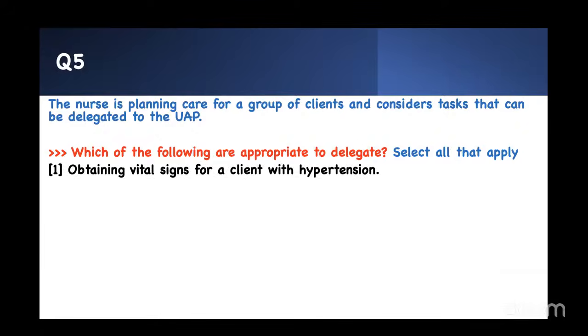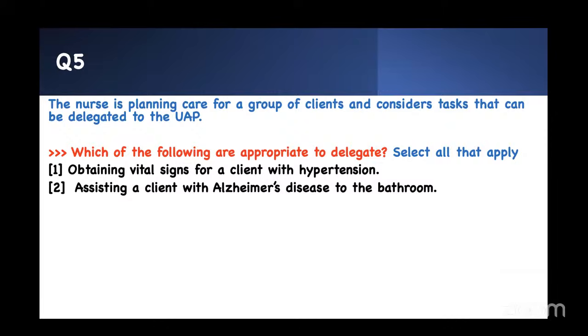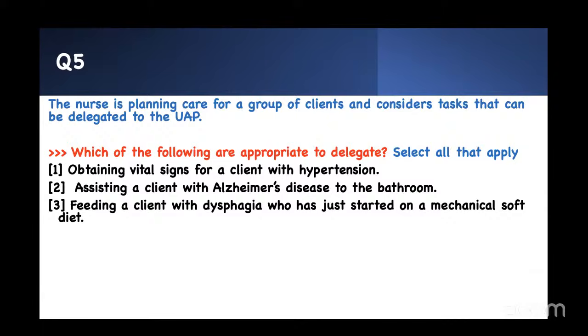Therefore, what do you think? Obtain vitals for a client with hypertension. Can a UAP do that? Think about it. Put down your answer. Let's think about it. Assist the client with Alzheimer's disease to the bathroom. You are just assisting the client. He's going to the bathroom. Does that require a bunch of thinking? Feeding a client, the patient with dysphagia, who has just started on a mechanical soft diet. Think about it.